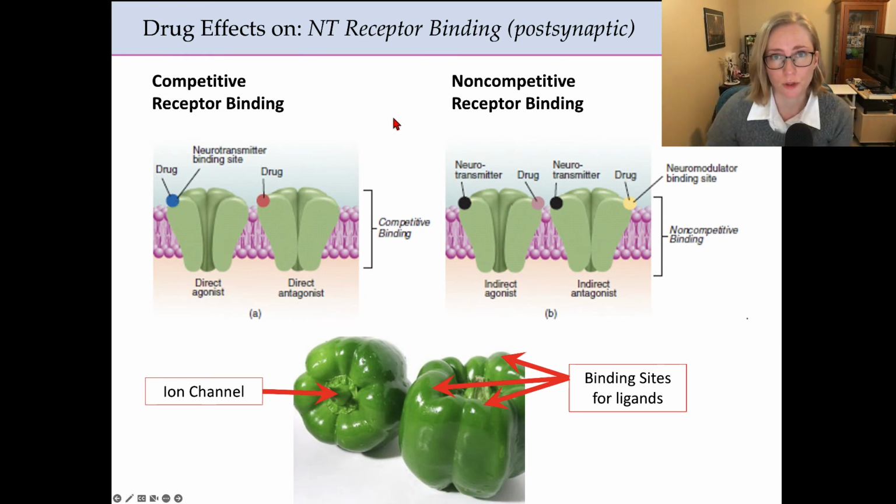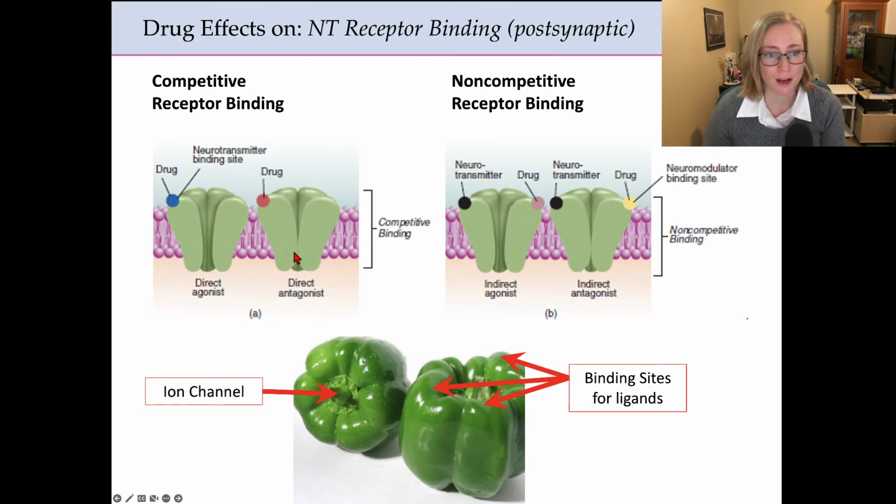We have another way that drugs can do that too. Either it directly competes with a neurotransmitter, or there's an alternate binding site. This was what I was showing with my bell peppers. All of these bumps here are different binding sites for ligands. Neurotransmitters are ligands, and drugs are ligands as well. So a neurotransmitter might bind on this site, and a drug can bind on another site. These are not going to compete with each other, so non-competitive, and this is also indirect, right? If that drug binds to the alternate site and opens up the channel, then it is an indirect agonist.